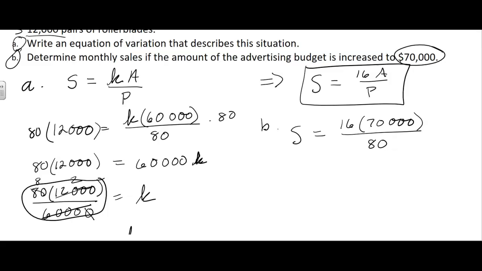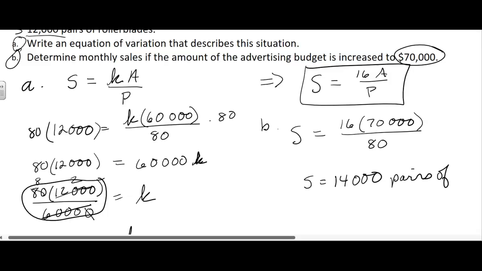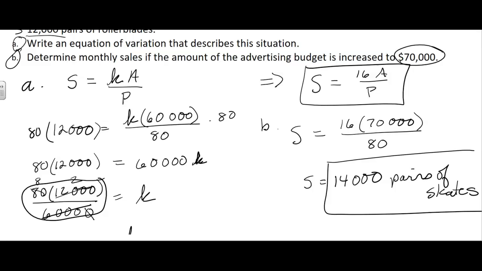Okay, so I'm just going to go on my calculator. 16 times 70,000 divided by 80. And I get our sales are at 14,000. Okay, and that would be pairs of skates. And how do we know that? That's how they were measuring sales, by how many pairs of skates we were selling. Is that reasonable? We increased the budget for advertising, so should our sales increase? We think it's going to increase, so it went up by 2,000 pairs of skates. Okay, so there's that example.